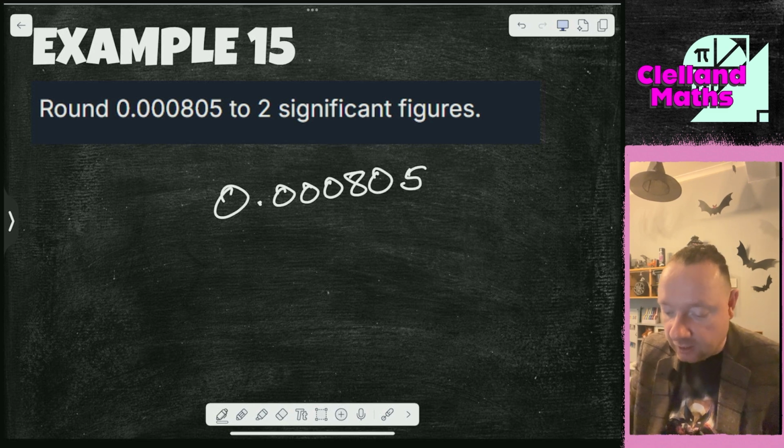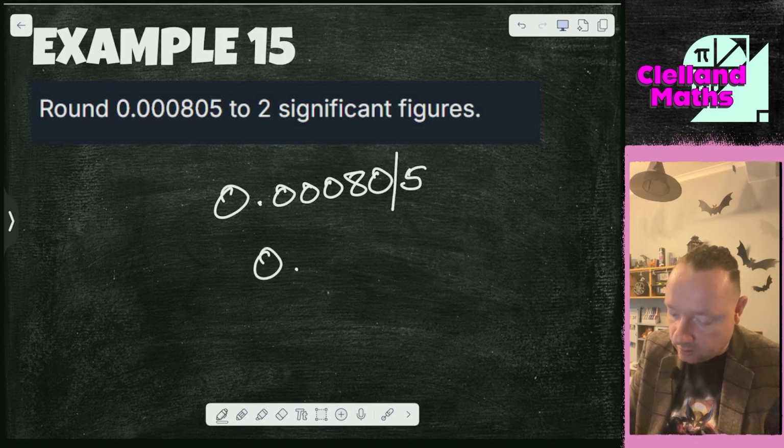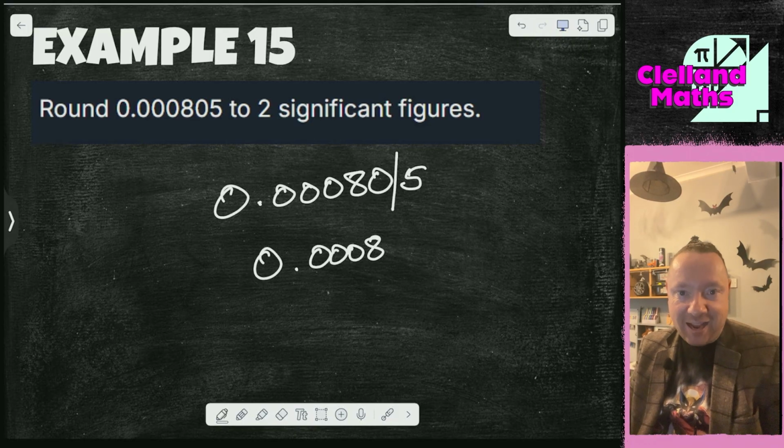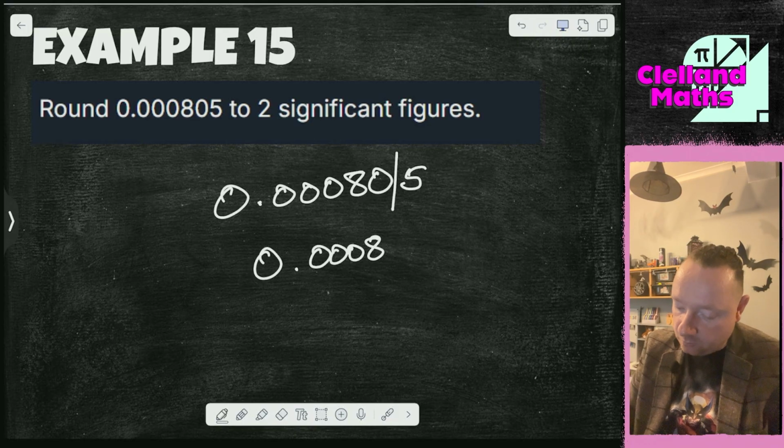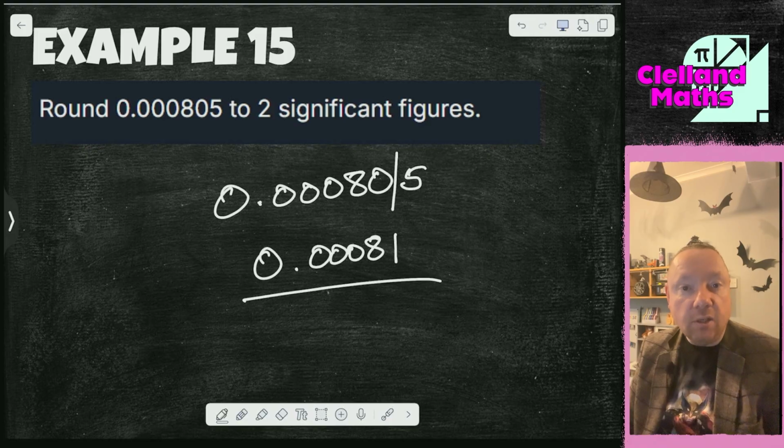Example 15, round this to two significant figures, 0.000805. Well, the first significant figure is 8, and once I started counting, I don't stop. So 1, 2, that means that's the second significant figure there. So it's 0.0008, but the 0 has to round up because next to it is 5, and 5 means you round up. So 8, 1. And we're done there.